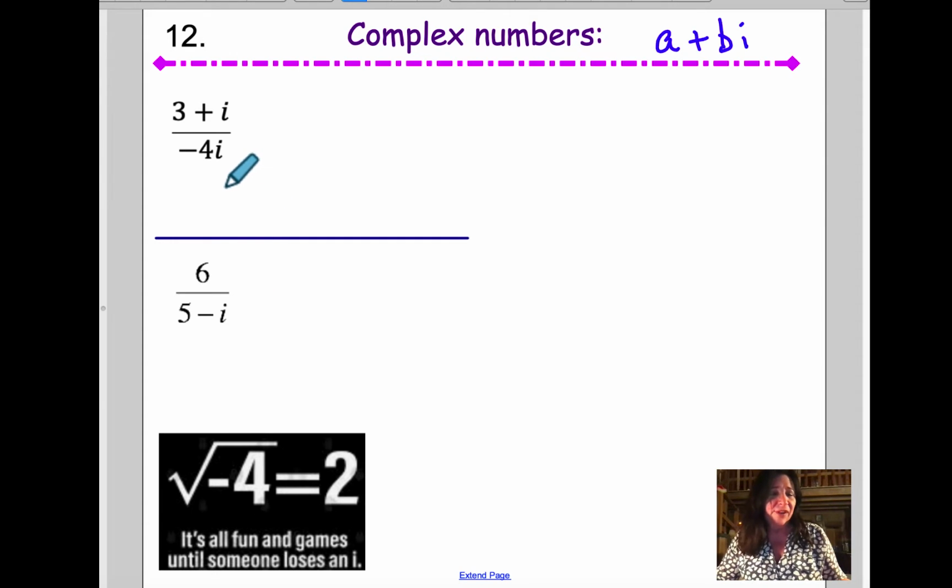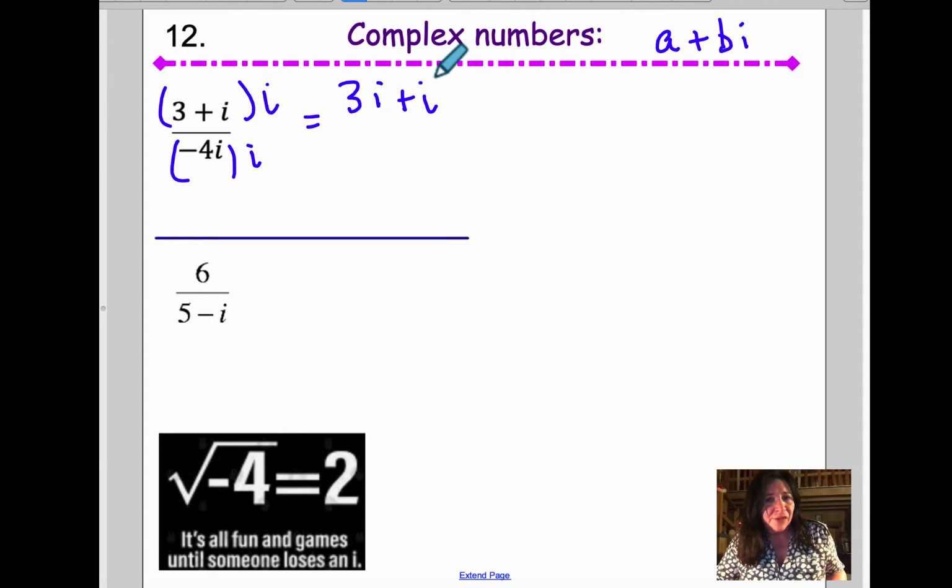And what needs to happen is I need to lose the i. You cannot have an i on the denominator. So in order to get rid of that i on the denominator, I'm going to multiply both sides, the top and the bottom, the numerator and the denominator, by just i. Because by doing that, I'm going to distribute, I'm going to get 3i plus i squared all over, and then this is going to be negative 4i squared, okay?